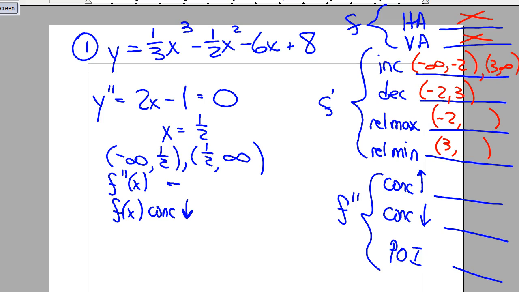If I fill in my chart over here, it's concave down from -infinity to 1/2. Plug in a number between a half and infinity, let's say 10, into the second derivative, 2 times 10, I get a positive number there. So my second derivative is positive. That means my original graph is concave up from 1/2 to infinity.